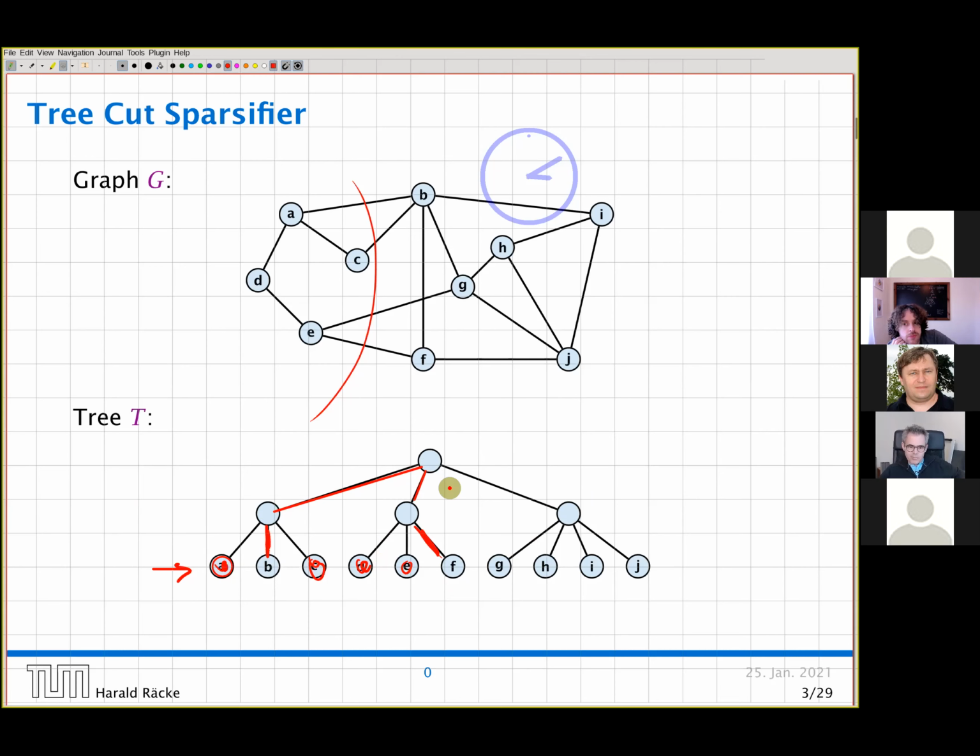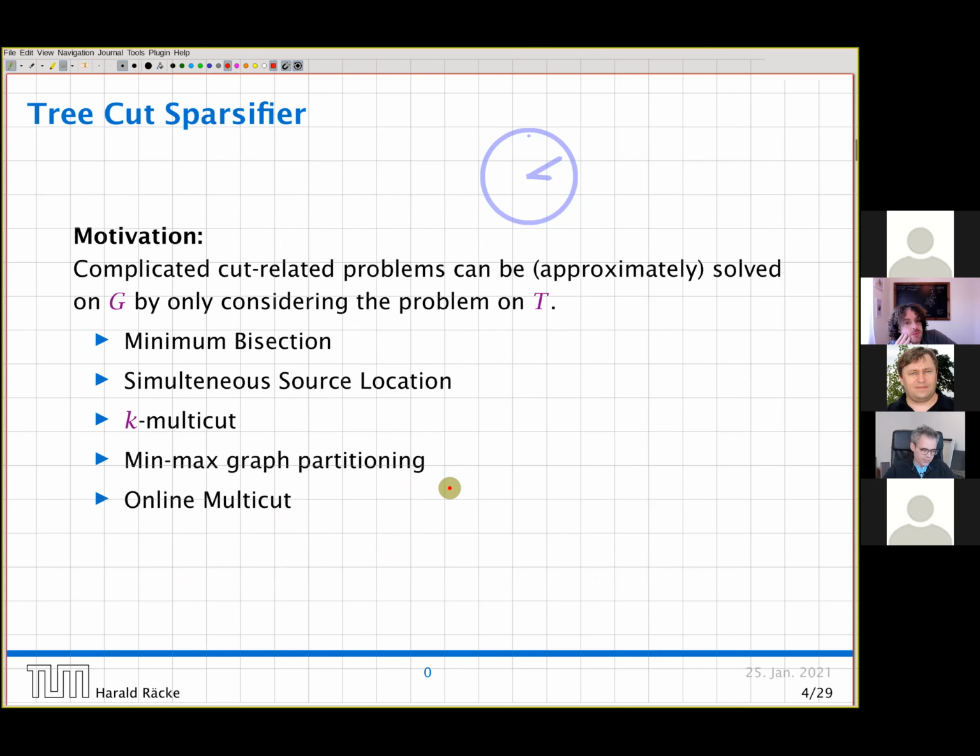So why are we interested in tree-cut sparsifiers? Because they are very good for solving complicated problems that have to do with cuts.